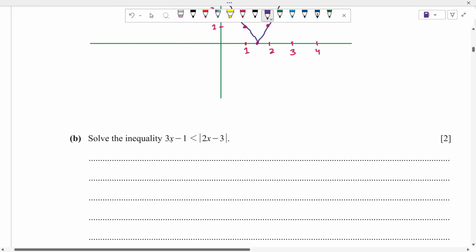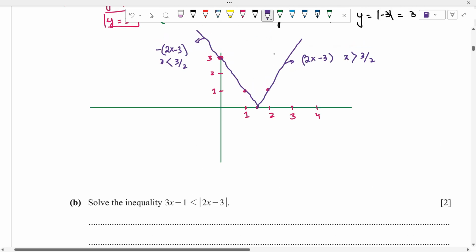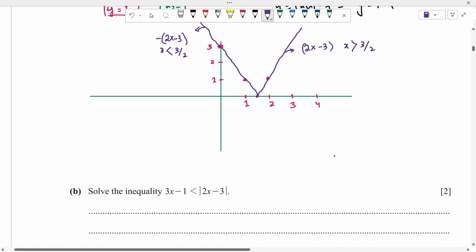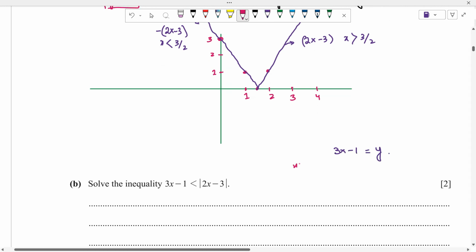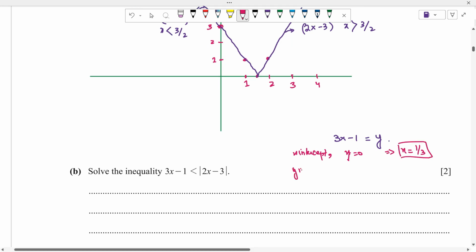Solve the inequality 3x minus 1 is less than or equal to the absolute value of 2x minus 3. So we already have the graph. Now we plot y equals 3x minus 1. For the x-intercept, y is equal to 0 and x is equal to 1 over 3. For the y-intercept, x is equal to 0, so we will have y equals negative 1.